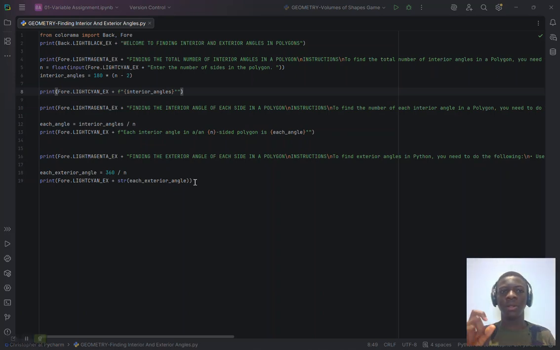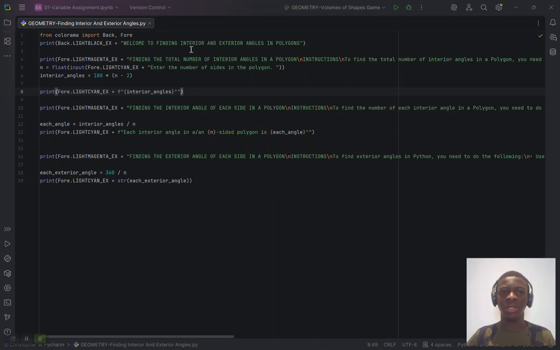Christopher Colorama here. In this video, I'm going to show you this. From colorama import Back, Fore. Colorama is something we've treated before, so that's that. Print Back.LIGHTBLACK_EX, then Fore.LIGHTMAGENTA_EX.